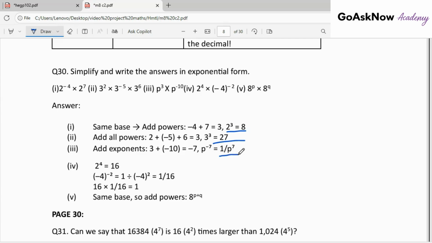2 power 4 is equal to 16. Minus 4 power minus 2 is equal to 1 divided by minus 4 power 2, which is equal to 1 by 16. Same base, so adding powers, 8 power p plus q.